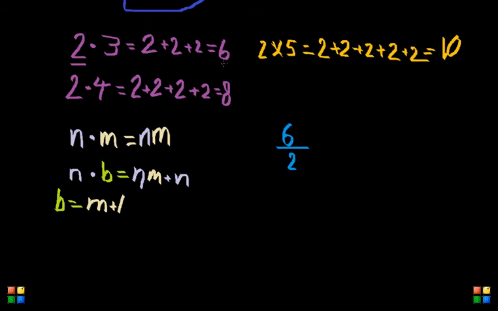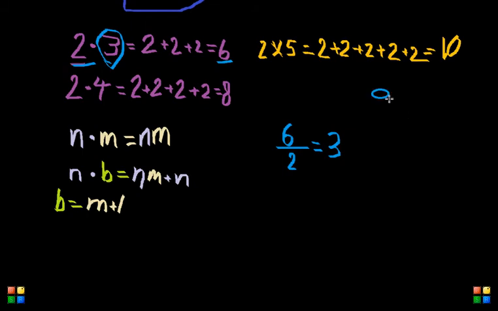Well, this is a 6, and you divide it into 2 groups. So you divide it by 2. So what's the answer? The answer will always be the remaining number here. So it's equal to 3. Got it? And another way of looking at it is this.